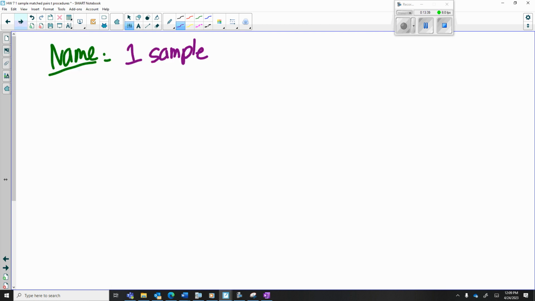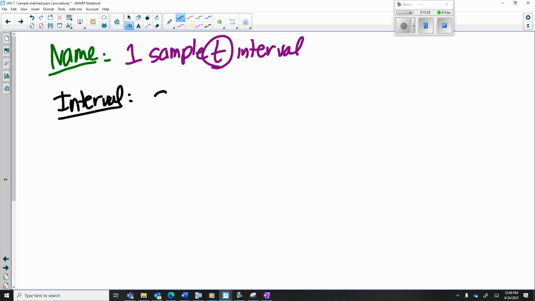So is it going to be a Z or T? I'm hoping you're going to say it's a T, and it's going to be an interval. One sample T interval, matched pairs, all right? So we're done with that. And now you guys know the formula for a one sample T interval.